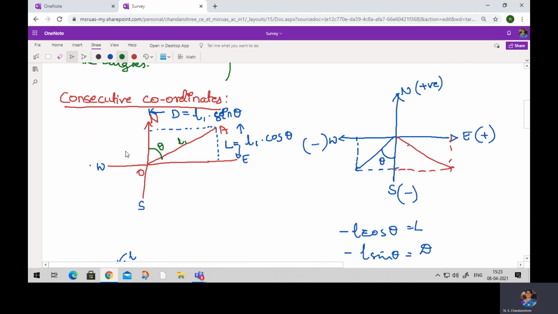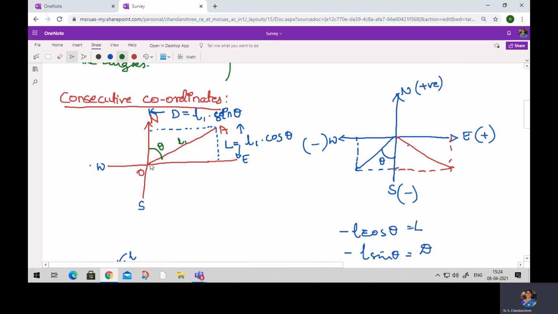Now let us understand what this coordinate system is. This is called the consecutive coordinate system, wherein the entire area to be surveyed is represented in the coordinate system. Just like the other coordinate systems, here also we have a 0,0 point, which is the intersection of the north-south and east-west lines. Four directions meet at a point, and that is said to have the coordinates of 0 comma 0.